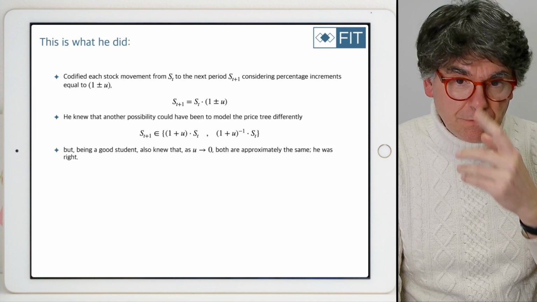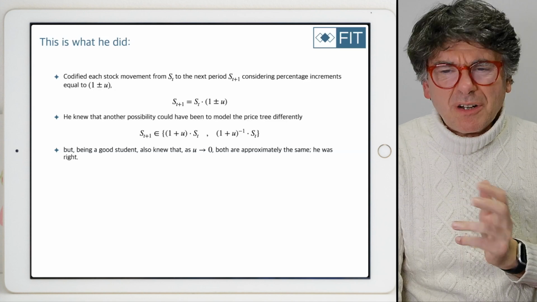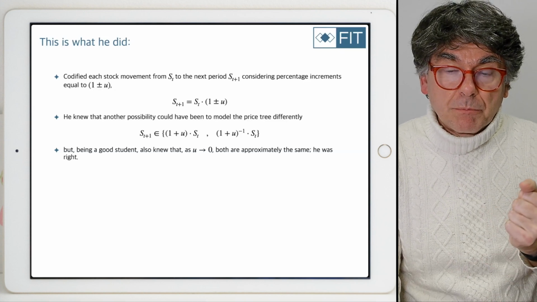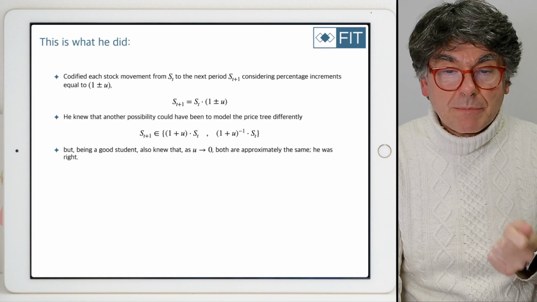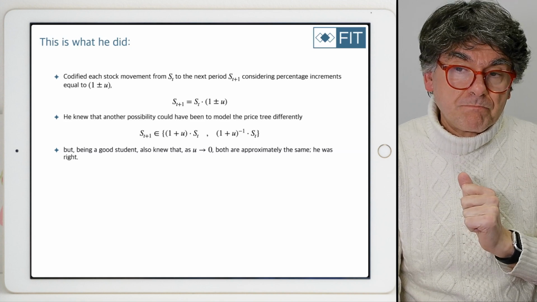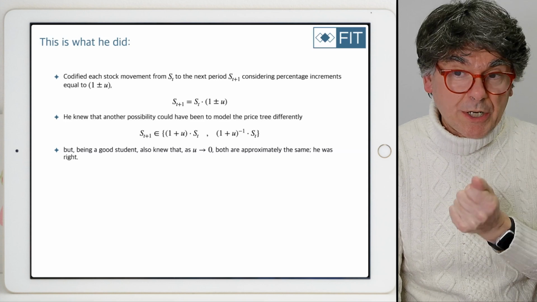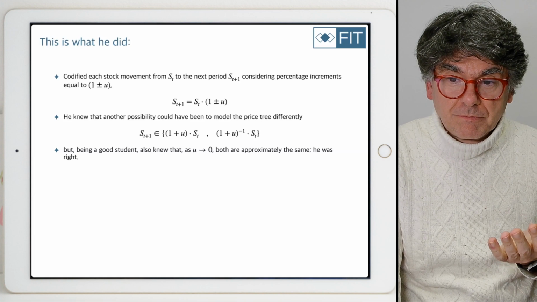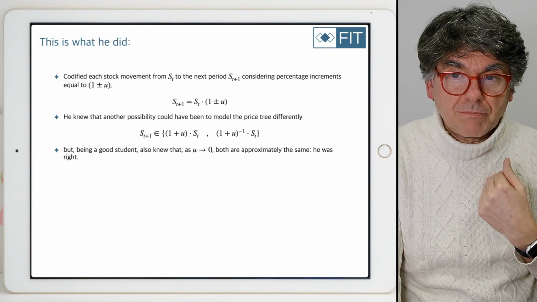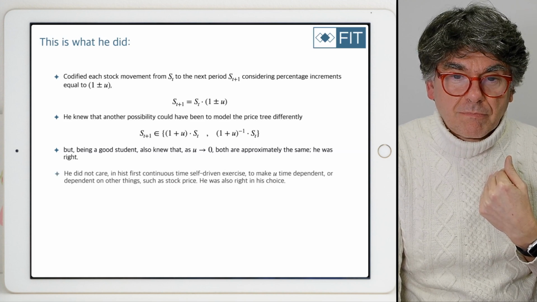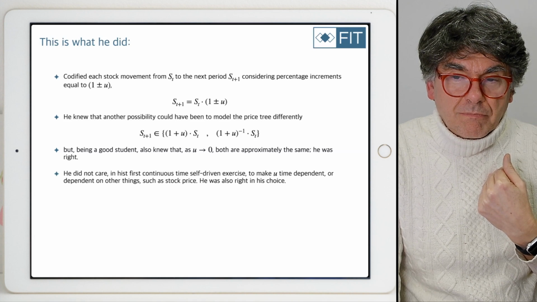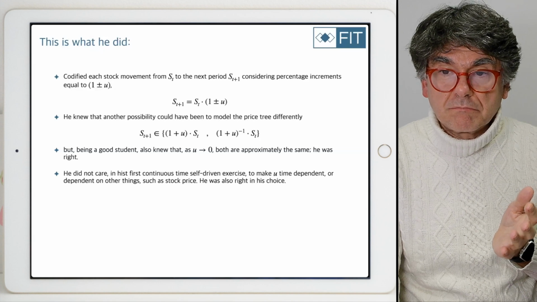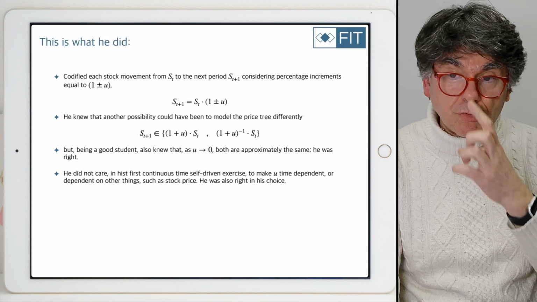Being a good student, he knew that both models are approximately the same, and he was right. You know that by Taylor expansion, multiplying by (1 plus u) to the minus 1 is similar to multiplying by 1 minus u. The difference is of the order of u squared. And if u is a small number, u squared is negligible. Following me? He did not care to make u time dependent or dependent on other things. So u is just a number. That was also a good choice.